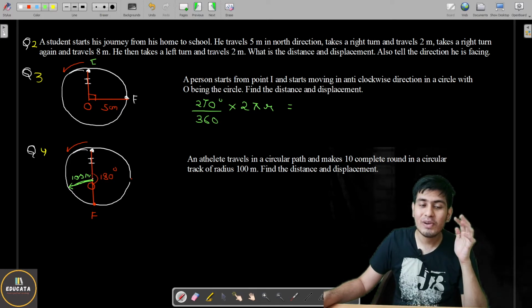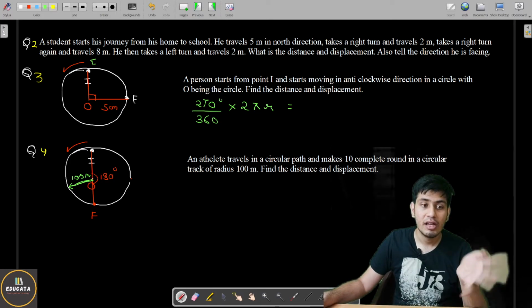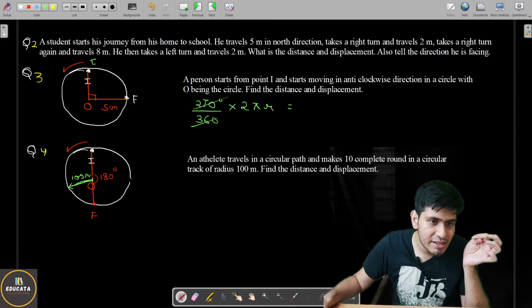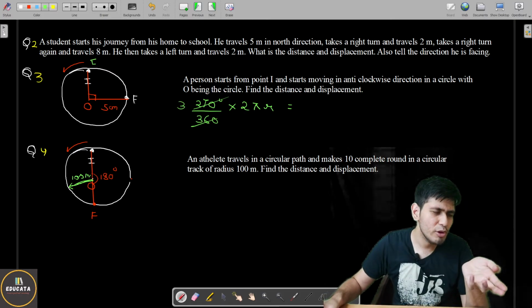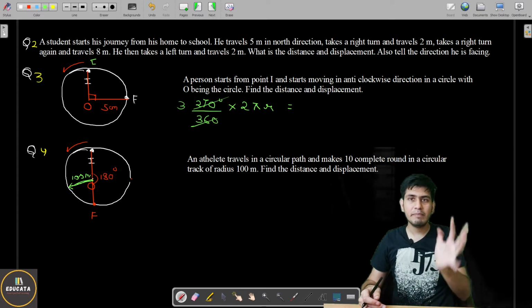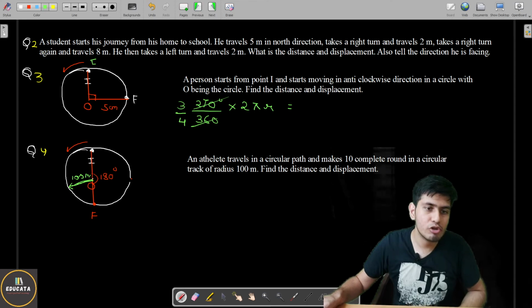Now, can you calculate the distance covered by this particular path? Yes, the distance is this. It becomes basically 3 by 4. Or you can calculate it like we have divided a pizza into 4 parts, then we are having 3 parts out of 4. So it becomes 3 by 4 into 2 pi r.